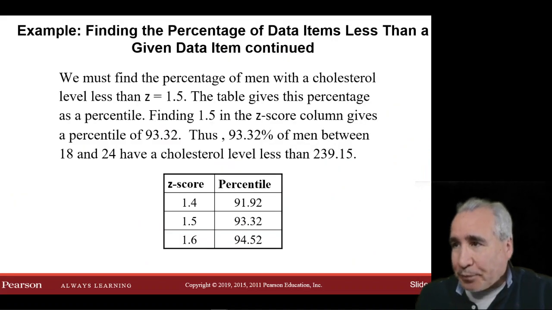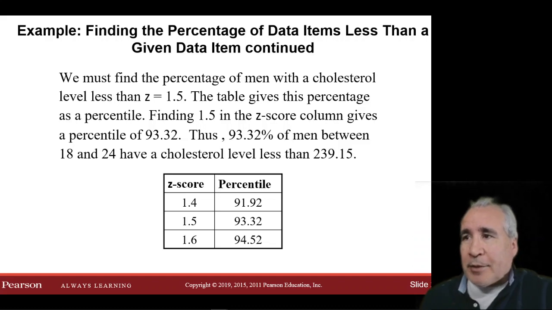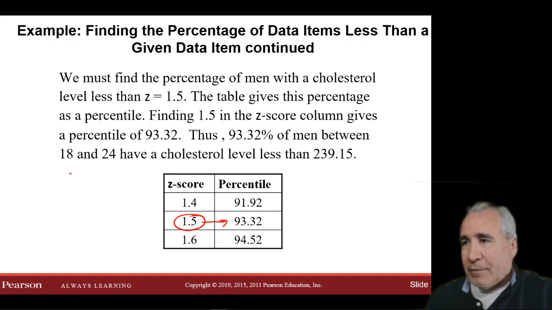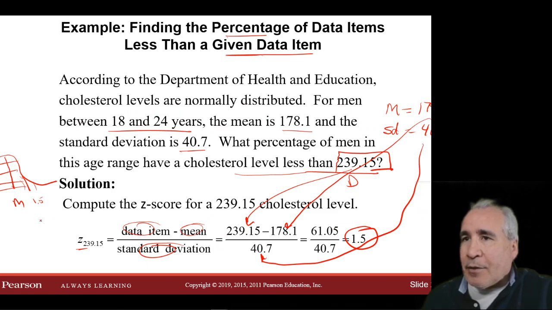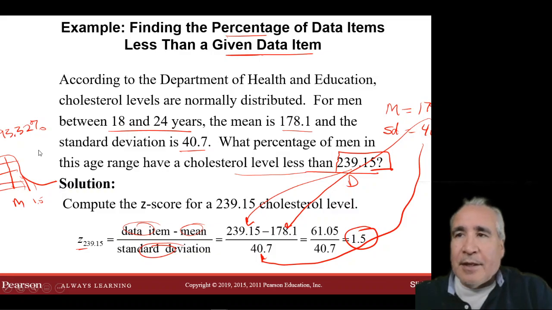Well, we look it up on a table. I'm going to show you the full table, but what we do is we're looking for 1.5. That's our data value. The table will tell us that that's a percentile of 93.32%. So let's back up. What we could say is that this area is 93.32%. Okay, perfect.